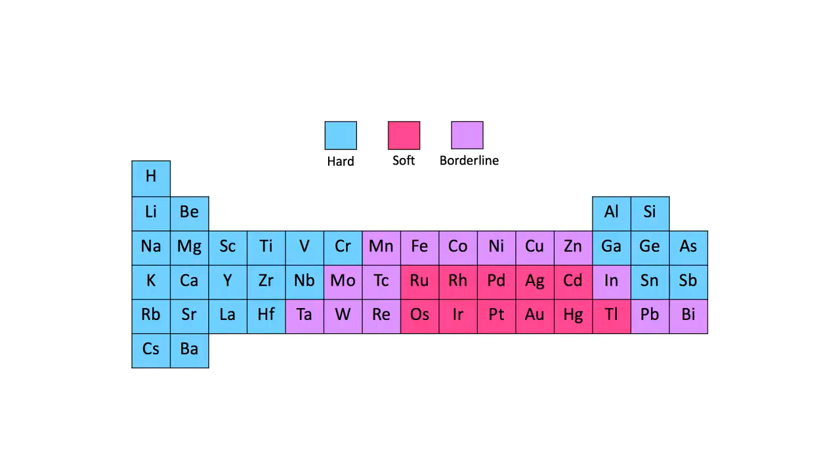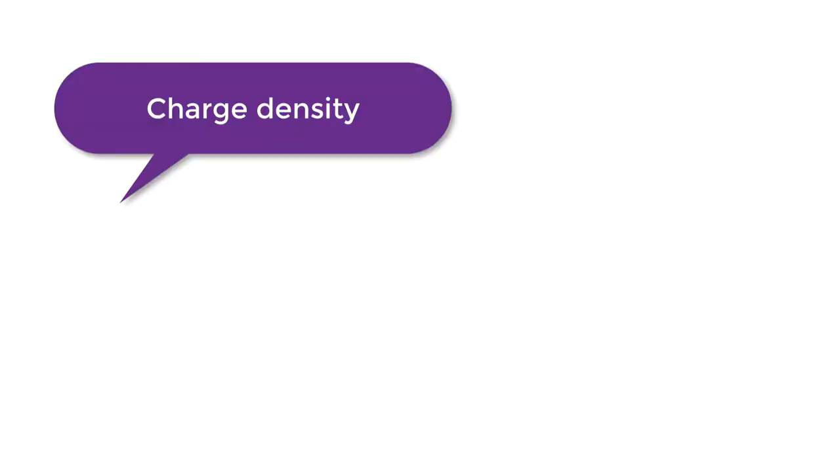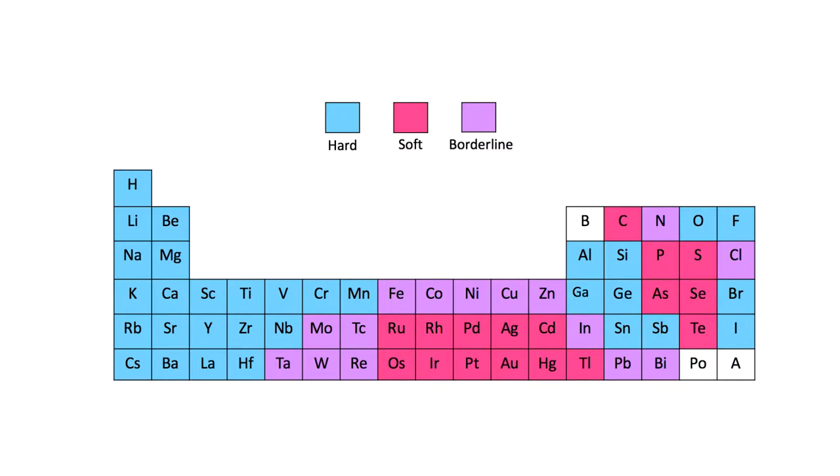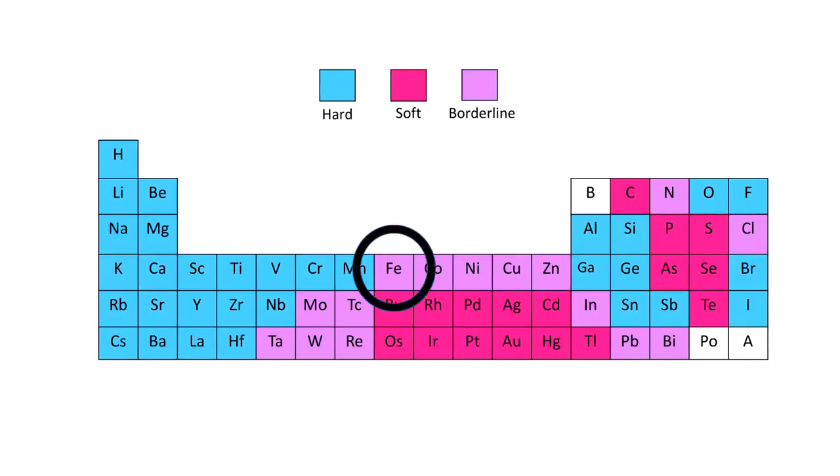The hard-soft acid-base theory classifies metals and ligands into different categories based on their character, including charge density and metal-ligand complex interactions like covalent bonding and electrostatic interactions. The general trend for interactions between metals and ligands is like prefers like. This means that hard acids prefer to bind with hard bases, soft acids with soft bases, and borderline acids with borderline bases. Iron 2 is a borderline acid.